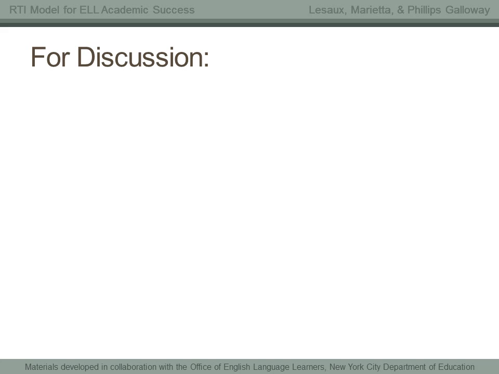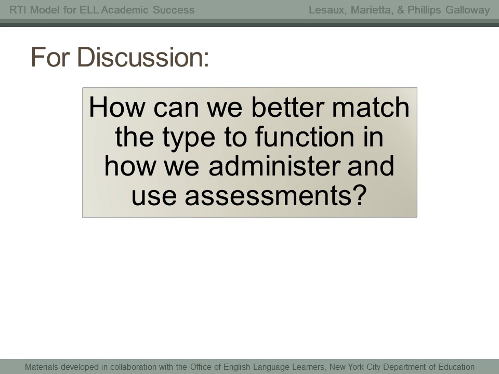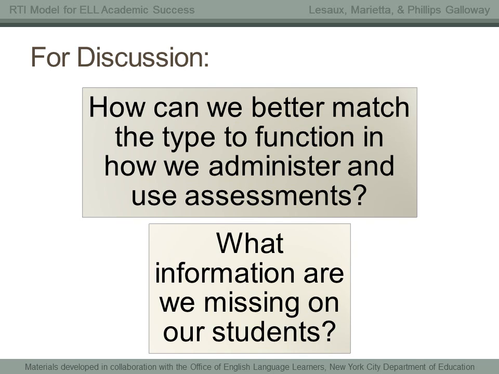Now let's discuss what we found. So we suggest these discussion questions to have with participants. How can we better match the type to function and how we administer and use assessments? What information are we missing on our students? Do we have some types of assessments and not others? It's a very common scenario. Very common scenario that we see in a lot of urban schools is lots and lots of formative data, lots and lots of test prep data. We certainly are going to have outcome data on students who are at least in 3rd or 4th grade, but very rarely do we have these screening assessments in place. We want to give participants some time to digest and to respond to this information.